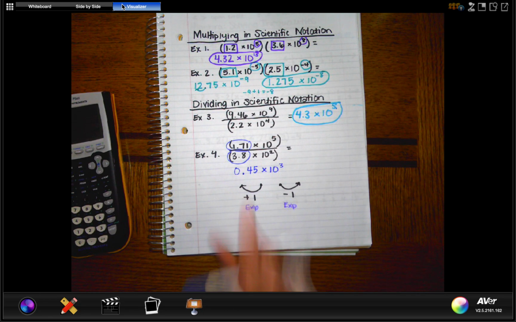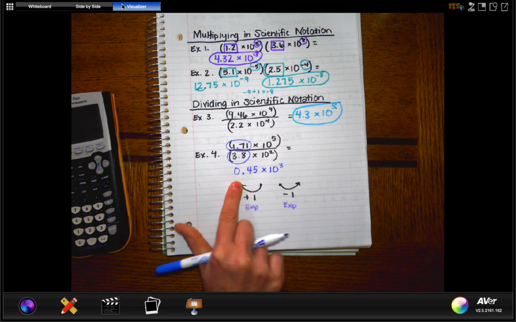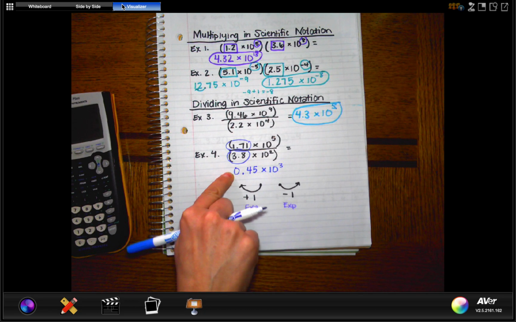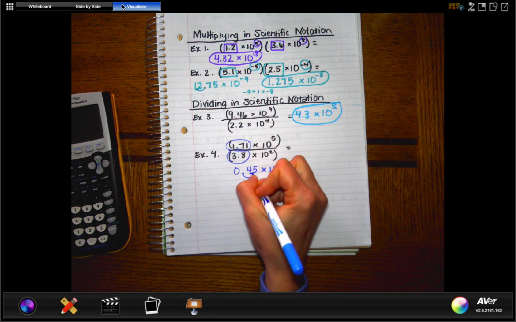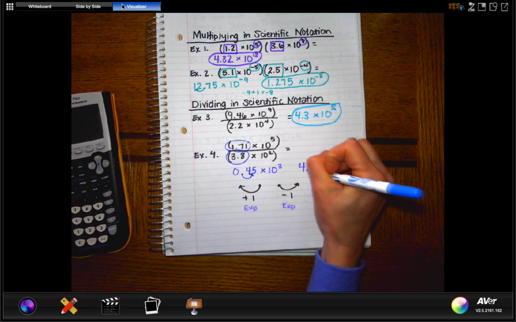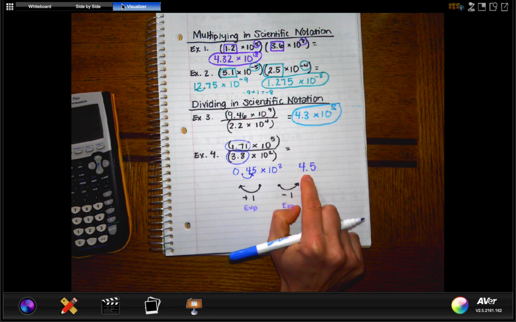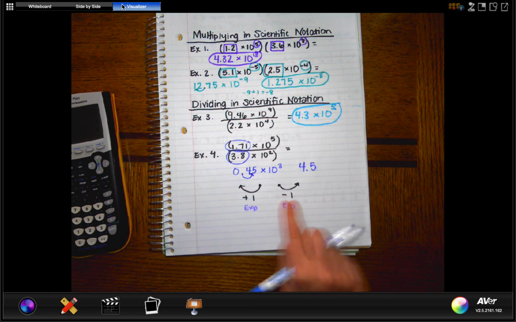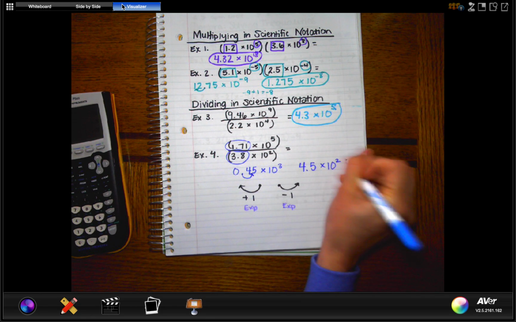Okay, now we check. Is this above 1 but below 10? And the answer is no, this is too small. Now, if I move that decimal this way, it's not going to help me out because then I'm still below 1. But if I move it this way, then I get 4.5 as my first base number here. And that's what I want because that is above 1 but below 10. And since I moved it in this direction and it matches this rule, I'm going to subtract 1 from the exponent. So then it's going to be times 10 to the second power, and that is our final answer.